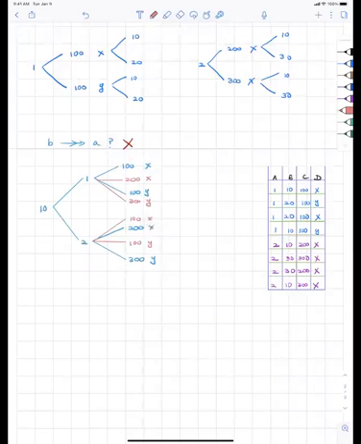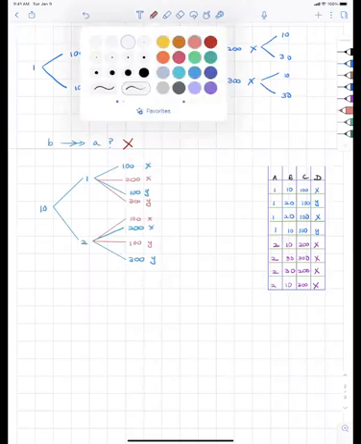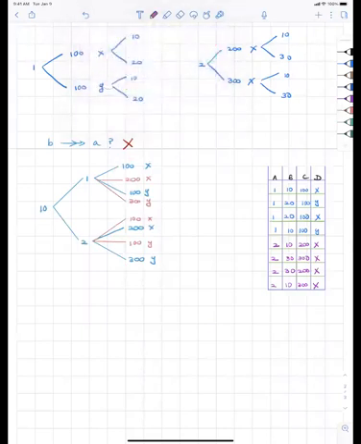Does everyone understand so far what I've been doing? So the last thing I would like you to try out is to check whether B multi-value determines C. I just want you to check that. So it did not multi-value determine A, but does it multi-value determine C?